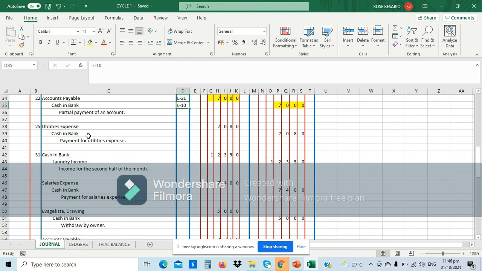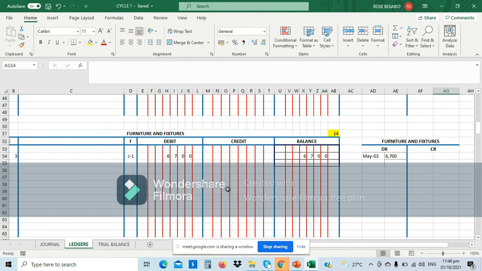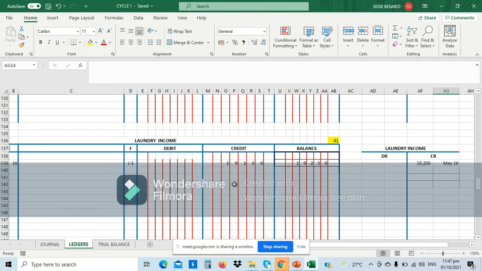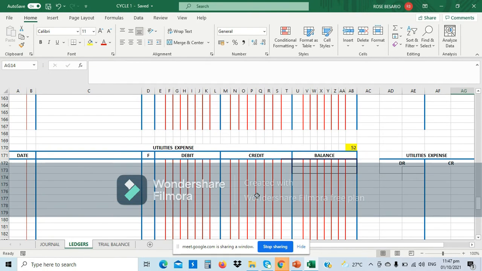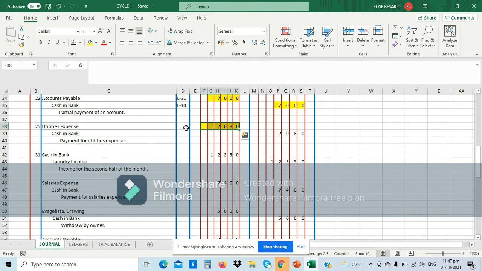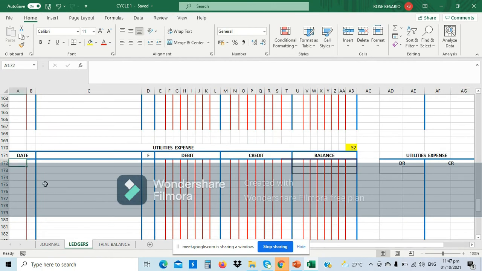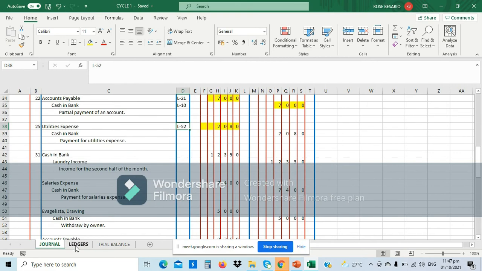We now proceed to May 25. We have utilities expense. So check on utilities expense. Hope we're able to provide. Okay. So, we have utilities expense ledger. This is L52. So this is L-52. Okay. Then, in the ledger, we'll have 2018. This is May. What is the date? Okay, May 25.